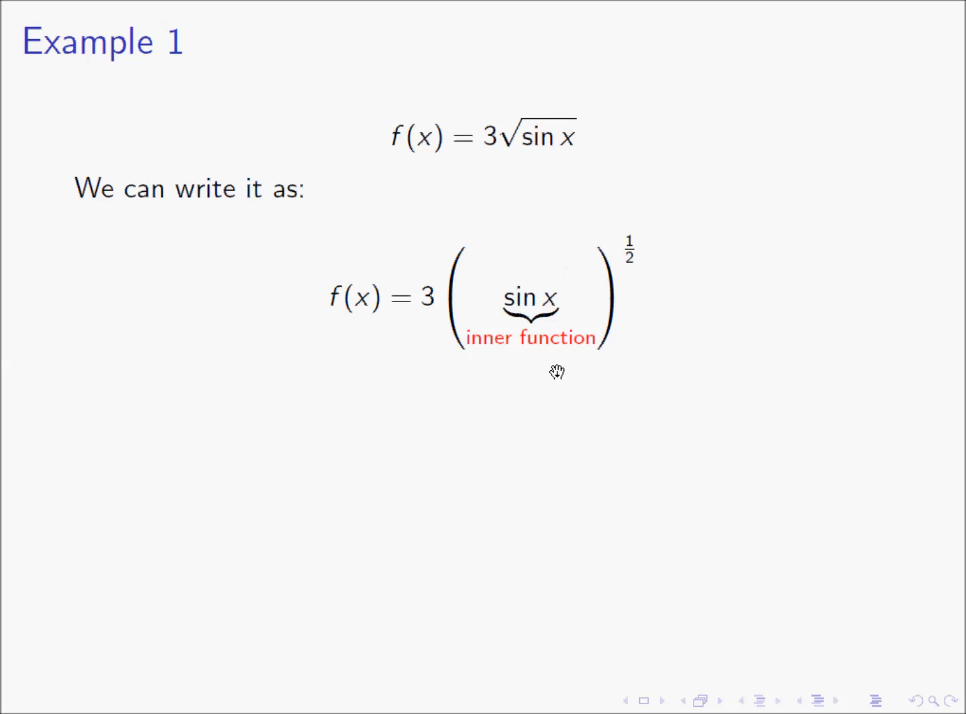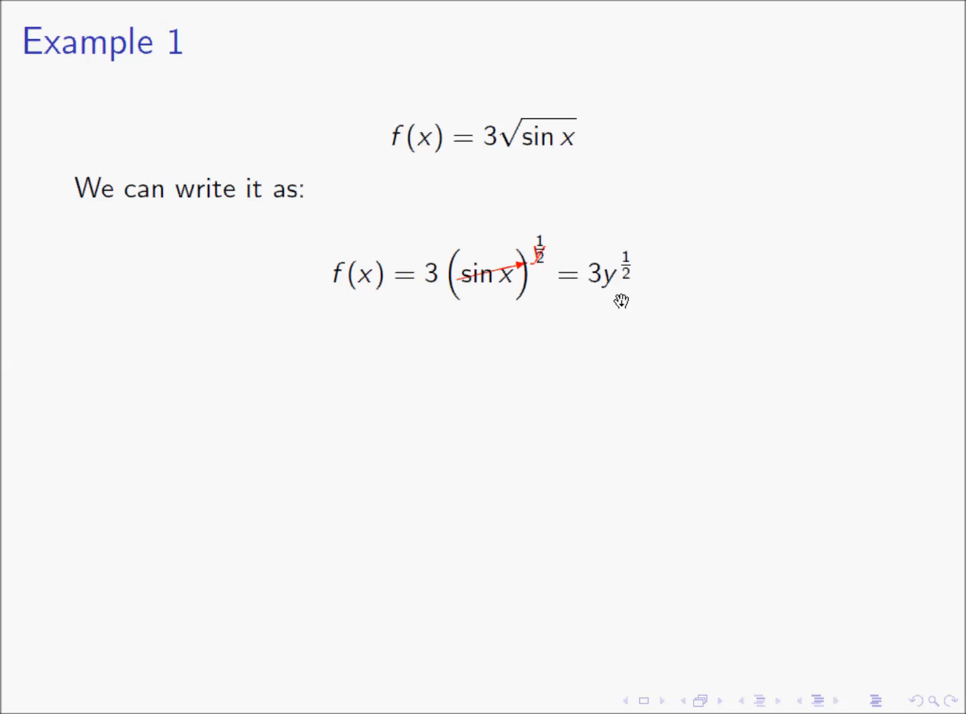Here the inner function is sine of x, and the outer function is the function that takes the square root. The first thing we need to do is take the derivative of the outer function, and when you do that, you may forget what the inner function is. You may think of the inner function just as a variable. In this case we're going to use the letter y. To take the derivative of the outer function, you just take the derivative, you don't worry about the inner function.